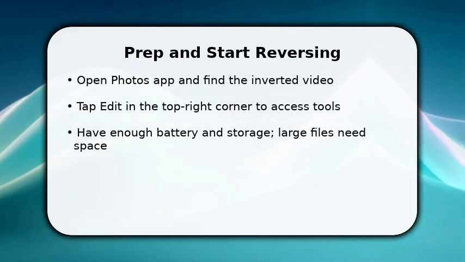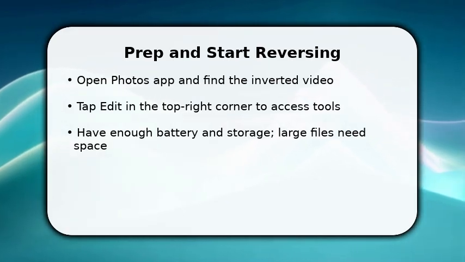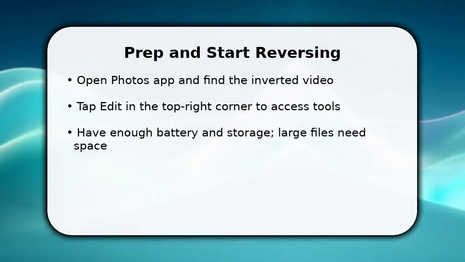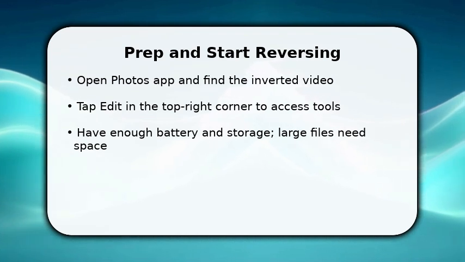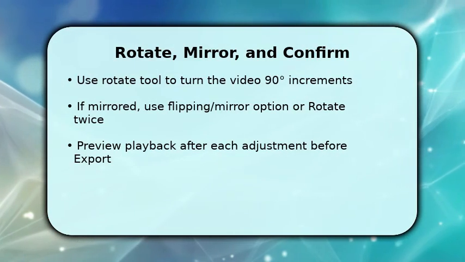You'll use the crop and rotate controls. Next, go straight to the rotate icon and prepare to apply the correct 180-degree rotation, then save a test version. You now perform the precise edits. Tap the rotate button until the video is upright. Rotating in 90-degree increments gets the orientation correct.